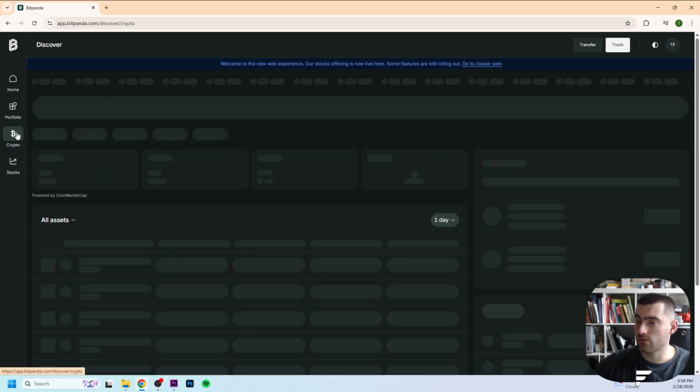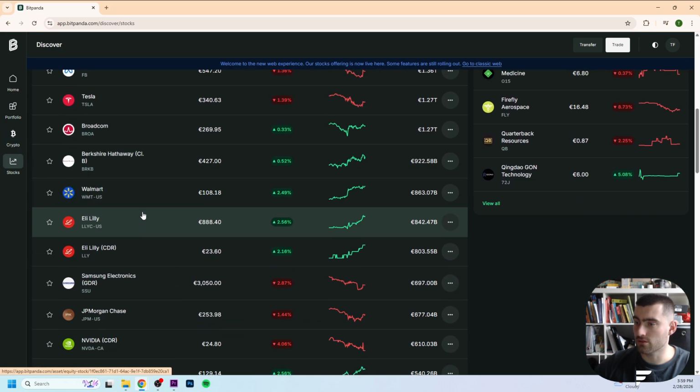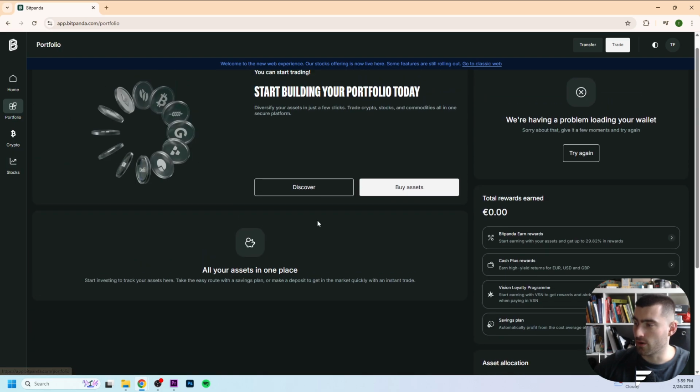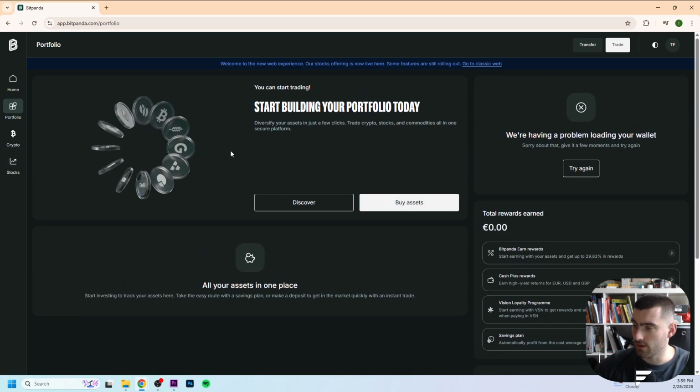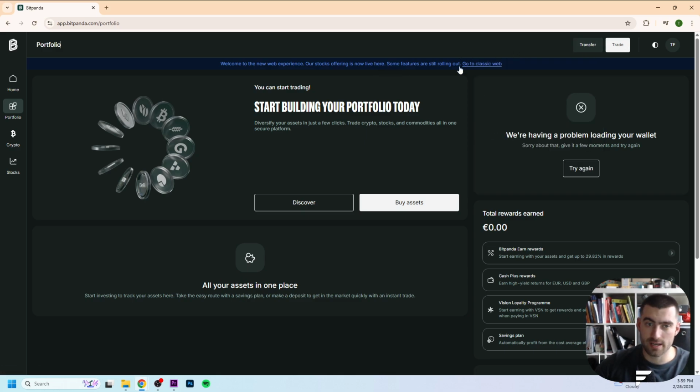If you go into crypto, you will find all the cryptocurrencies. You also have a lot of stocks right there. And if you go to portfolio, you see a lot of information about your portfolio, but right now we don't have anything in our portfolio. You also see your transfer, so you can deposit cash, deposit crypto, or withdraw cash from there. You need to decide what you want to do. These are the basic steps that you need to know for Bitpanda to trade.